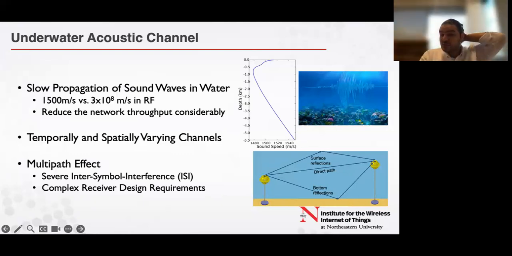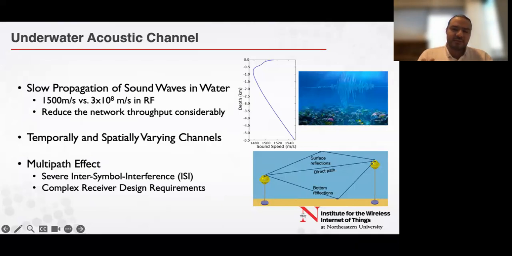However, there are some unique challenges in underwater acoustic channels. First of all, the propagation of sound is much slower in water compared to the speed of light or electromagnetic signals moving in the RF domain. To give you a sense, it's 5 or 6 orders of magnitude slower. These slow propagation speeds in underwater sound propagation reduce the network throughput considerably, and also add quite a bit of delay to the device that you're designing.